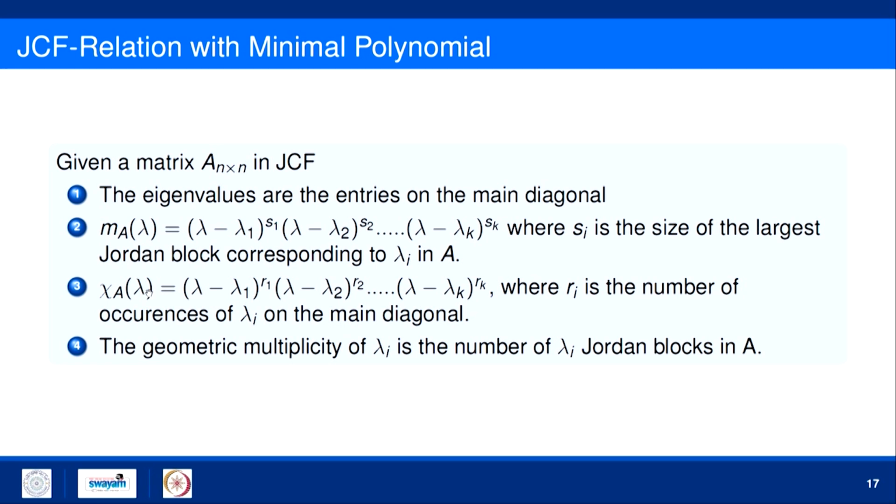The characteristic polynomial of A is given by this one, where Ri is the number of occurrences of lambda i on the main diagonal, meaning Ri is the algebraic multiplicity of each lambda i. The geometric multiplicity of lambda i is the number of Jordan blocks in A. So, Si is giving me the size of the largest Jordan block, while the geometric multiplicity is giving me the total number of blocks. And if I have this information about Si, Ri and geometric multiplicities, then I can write the Jordan canonical form of a matrix. Let us see an example based on this information.